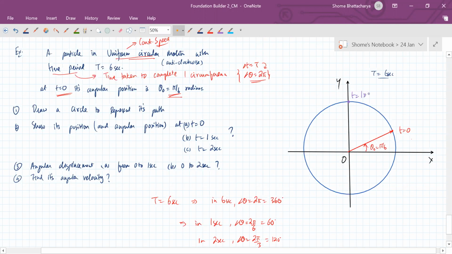So accordingly, the particle will be located over here at t equal to 1 second, because the angular position at 1 second should have become how much? It should have become 90 degrees or pi by 2, because it's starting from pi by 6. This angular displacement is pi by 3. So the angular position at t equal to 1 second is the initial angular position plus the angular displacement in 1 second. That is pi by 6 plus pi by 3, that is pi by 2. That is 30 degrees plus 60 degrees.